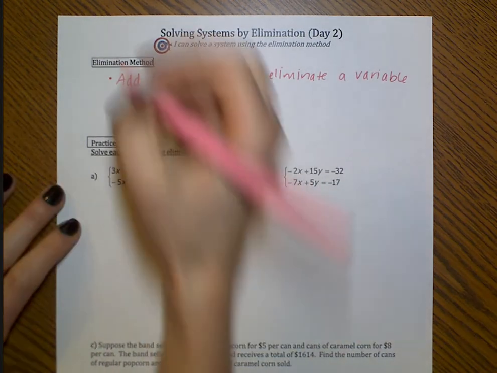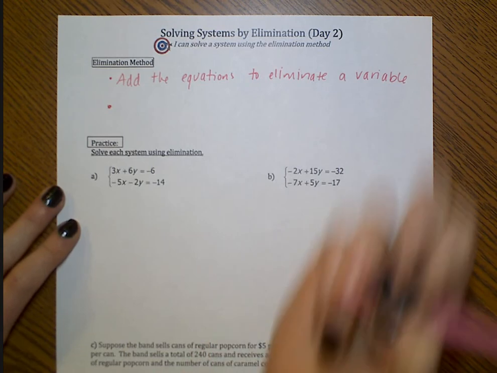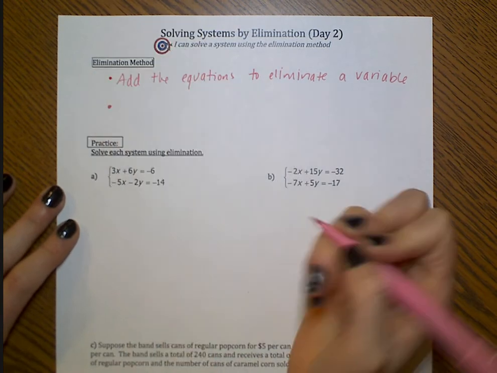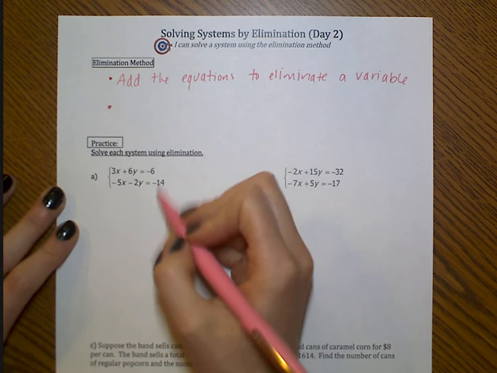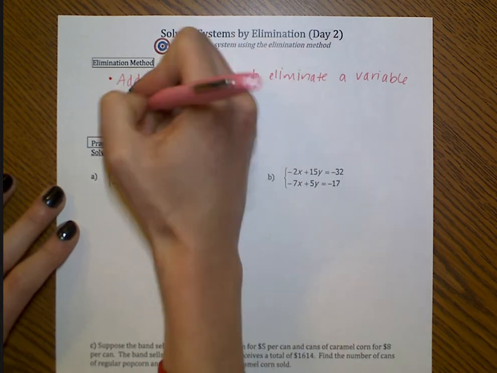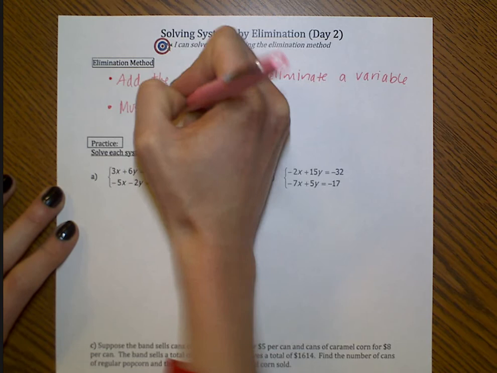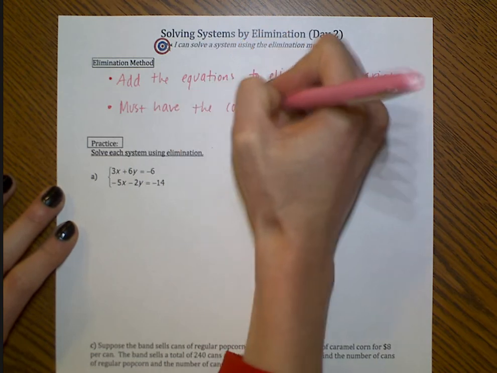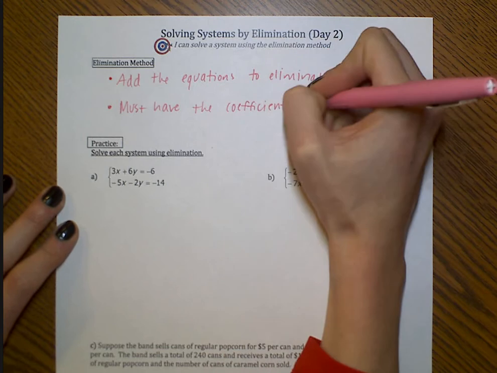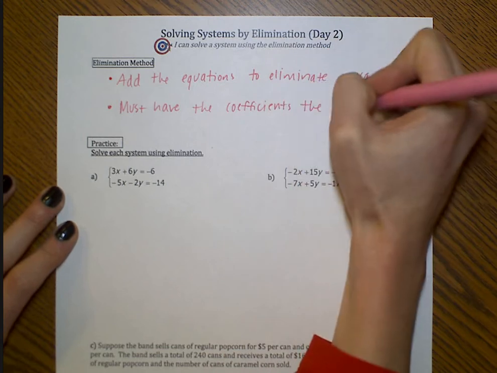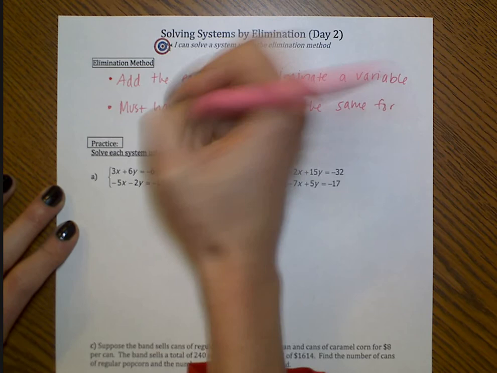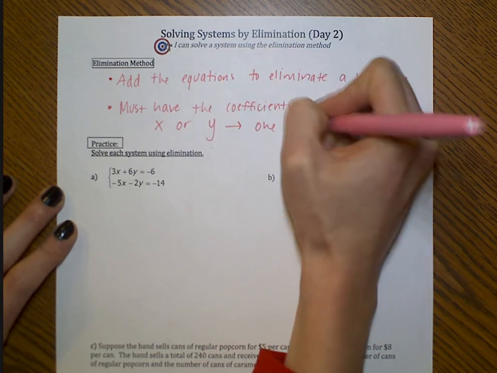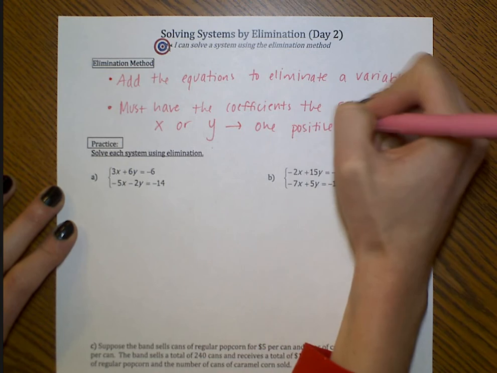Now, remember the big thing in the steps that we talked about yesterday. The big thing for elimination is that for the setup of the two equations, you must have the coefficients the same for x or y. One needs to be positive, one needs to be negative.